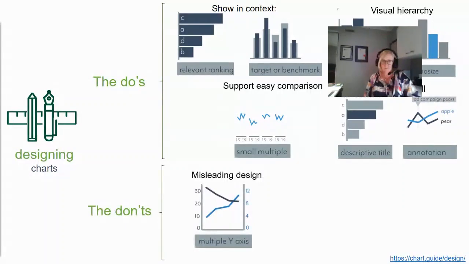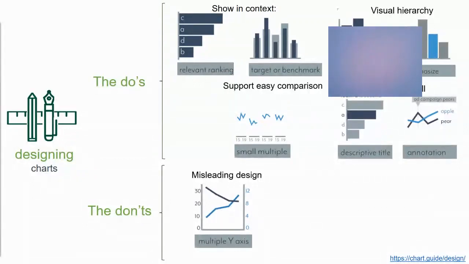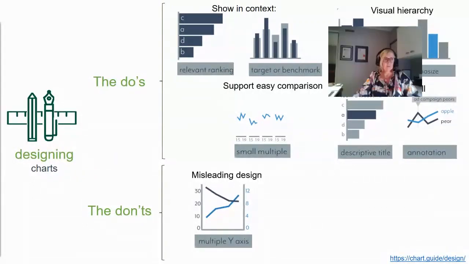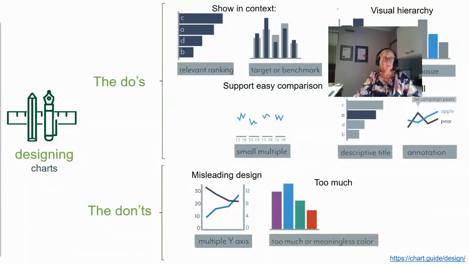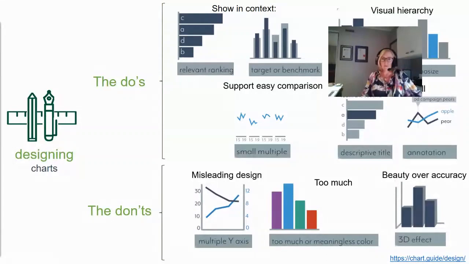Also, I would like to show you some don'ts. So avoid a misleading design. For example, multiple y-axes can be very confusing and give a false meaning to lines crossing or the space between lines. Then you have to try to avoid too much color and also try to avoid 3 dimensions because it's less clear. Your message will be less clear and it's confusing to read.